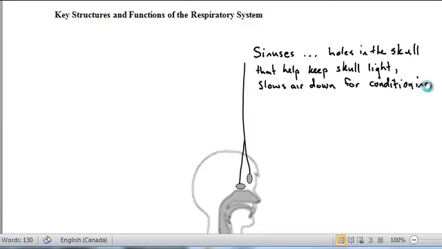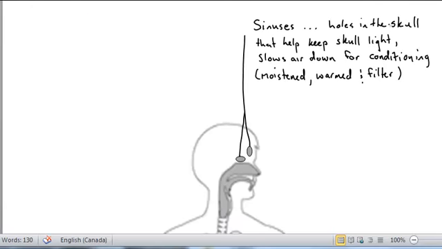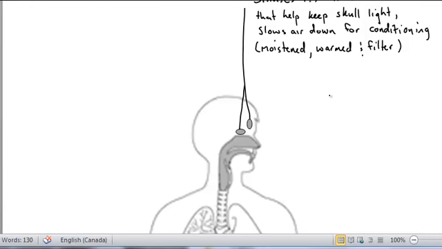Air that enters our respiratory system usually needs to be conditioned first. In particular, it's moistened, warmed, and filtered. And our sinuses help do that. In particular, by slowing down the flow of air, it gives time for dust particles and that to settle out in our sinuses rather than in our more sensitive tissues of our lungs.